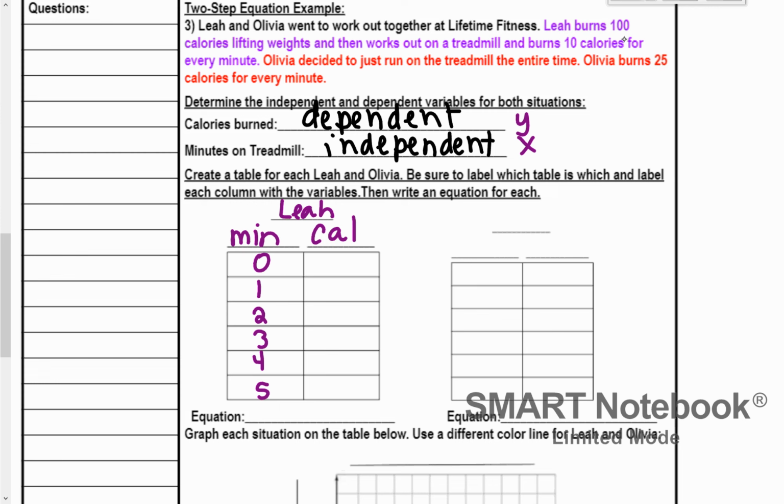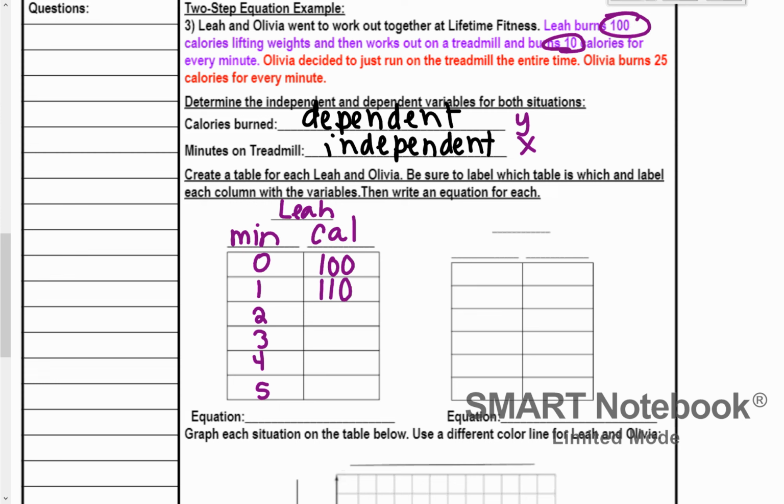So let's look at Leah's. Leah burns 100 calories lifting weights, and then she goes to work on the treadmill and burns 10 calories every minute. So if she spends 0 minutes on that treadmill, how many calories has she burned? Well, she still burned that 100 calories from weightlifting. So 0 minutes on the treadmill would still have her at 100 calories. 1 minute on the treadmill would still have those 100 calories from weightlifting, but then would also give her that extra 10 for that minute. So this would be 110.